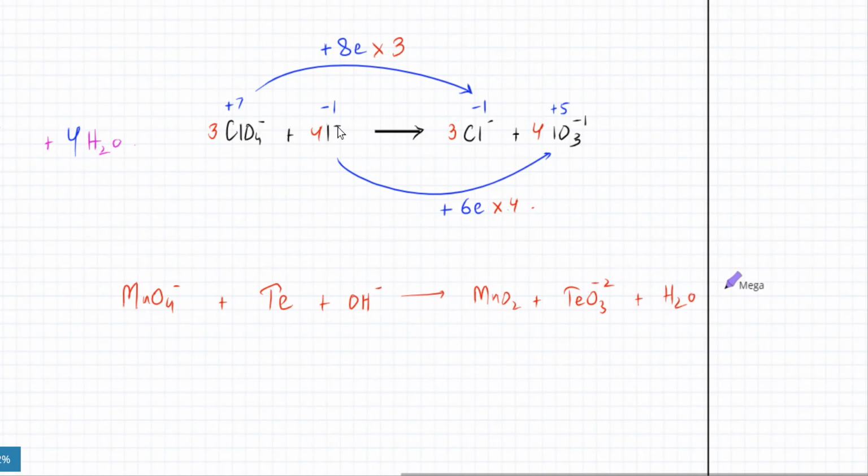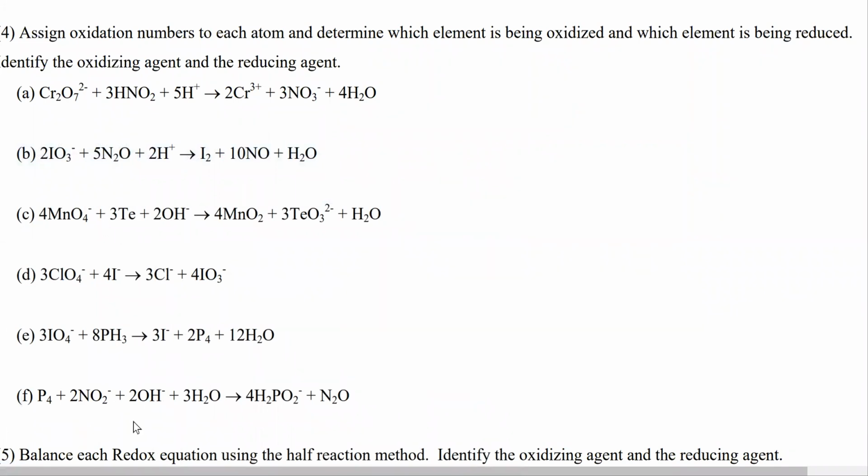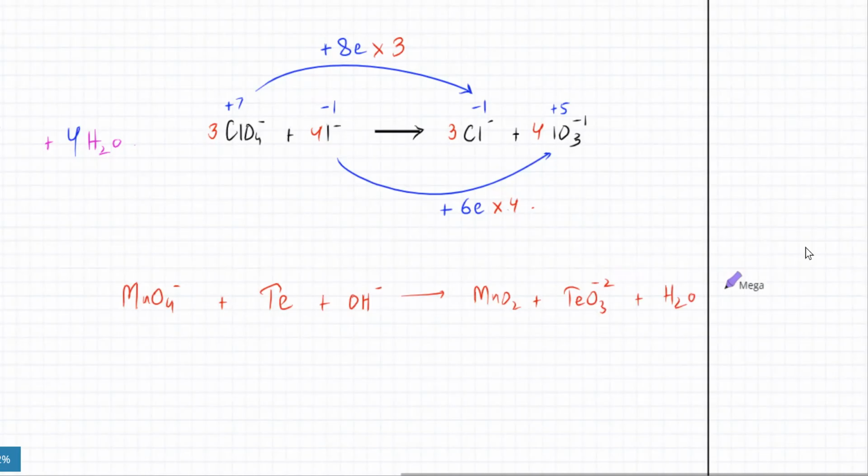So let me check if this equation is copied correctly. The MnO4 -1, DE, right? That's fine. So it's this equation. So we need to balance this equation. So what is the oxidation state of Mn over here? 7. So over here it's +7.